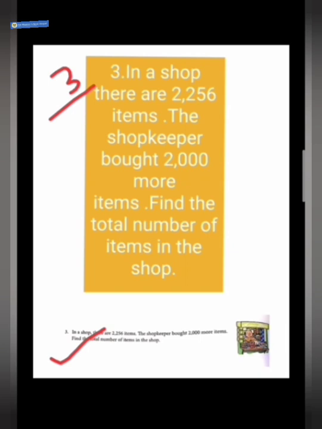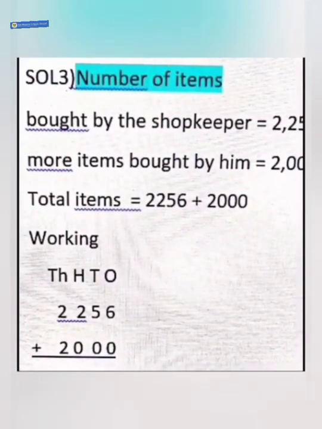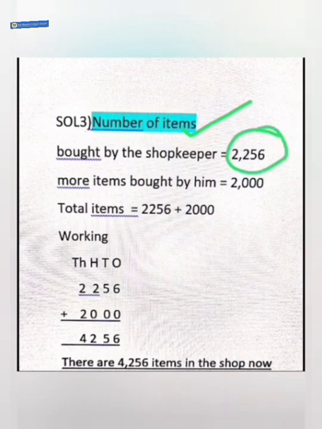Here only the numbers of items is given 2 times. So we will mention first 2 statements and then the addition statement. Look at solution 3 now. First mention the number of items. The shopkeeper has purchased, as the question says, the items 2 times. So for the first time, when the items were bought by the shopkeeper, they were 2256, and when he bought more items, they were 2000. We have to find the total of these two numbers. Let us see the working now.